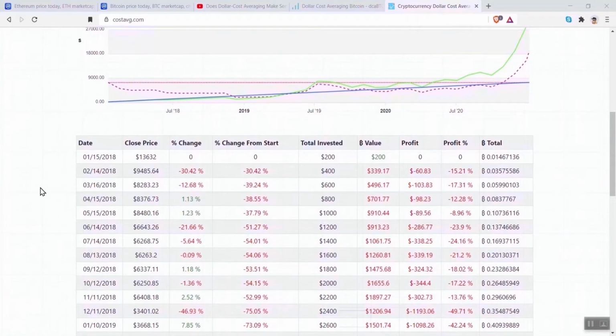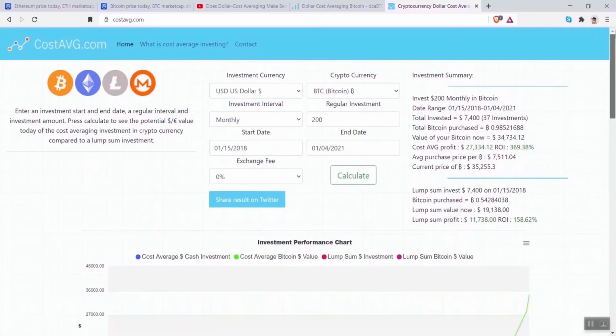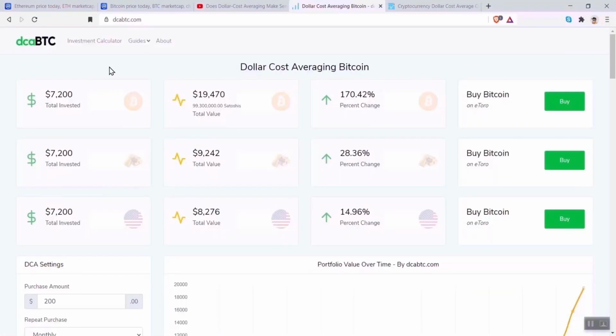Anyhow, I digress. Alongside the line graph, you have the monthly profits or losses for the respective dates when you did the dollar cost averaging. So all of the relevant information there, courtesy of CostAVG. So thank you to them and DCA BTC once again.